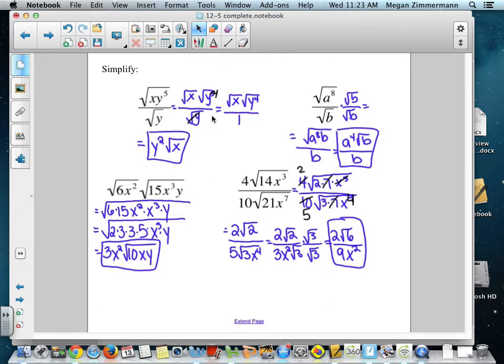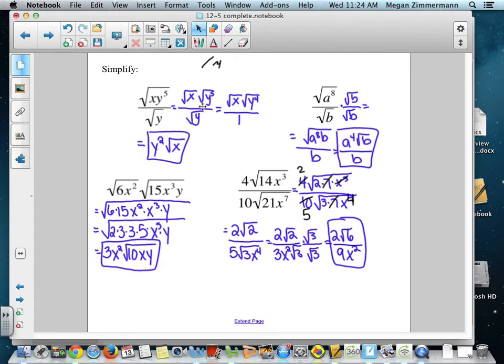Oh, actually, I didn't do that first. Let's see what I did. Actually, first, I noticed that I could cancel out that square root of y in the denominator. So I broke the square roots in the numerator up as the square root of x times the square root of y to the fifth at first, so let's get rid of that marking.